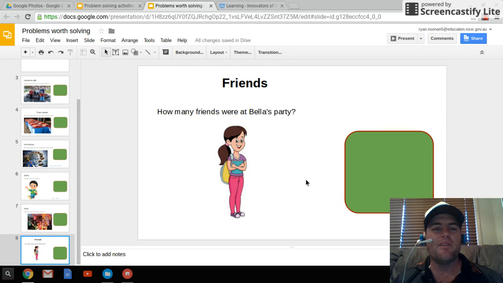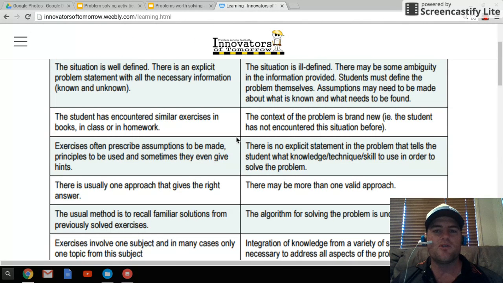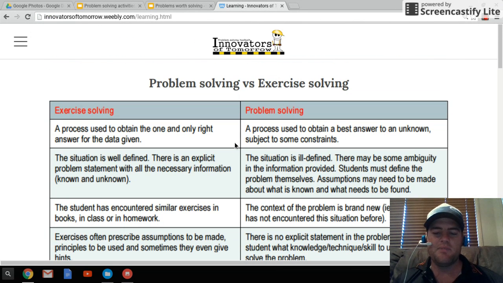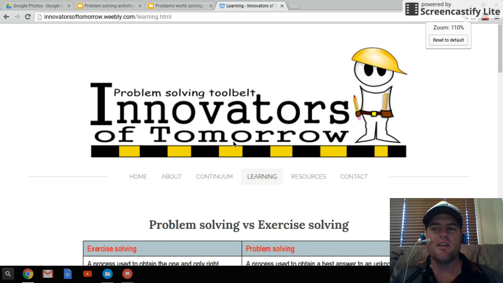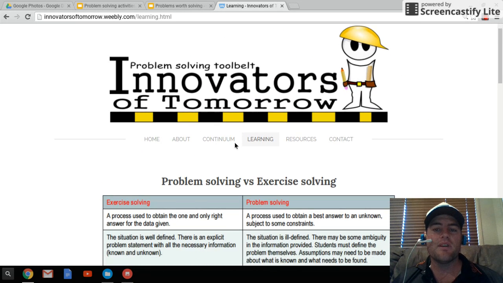Now, that's just one example of how you can take an exercise solving problem and turn it into a problem solving problem, and make sure that you're trying to stick to the differences between the exercise solving and problem solving if your focus is on problem solving.